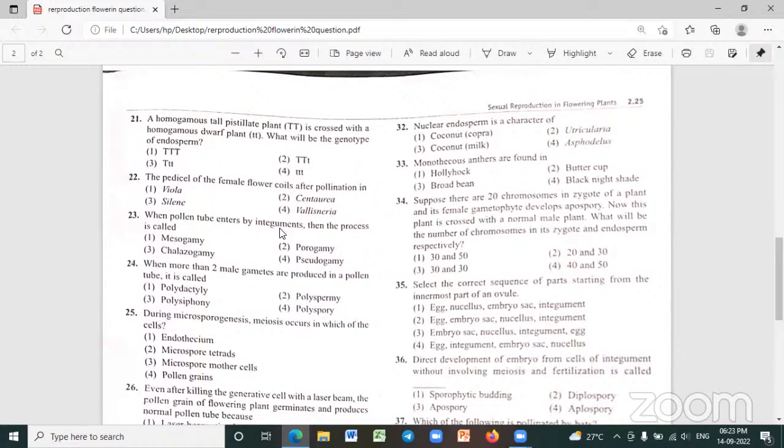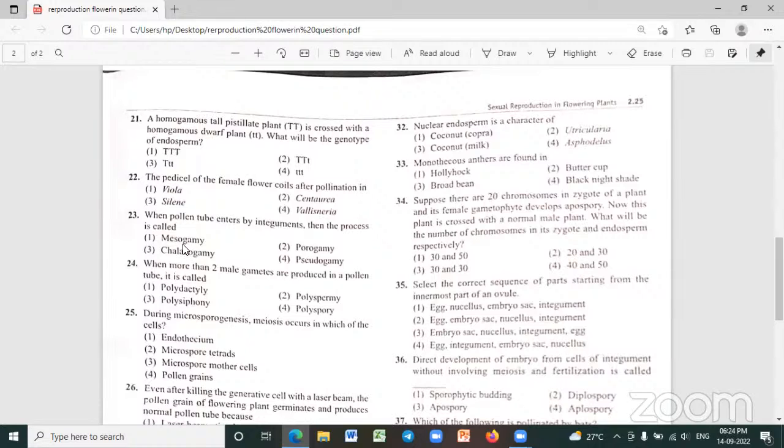Integument aspects compared to the other terms: mesogamy, porogamy and chalazogamy, and then pseudogamy. Once again, I repeat. Porogamy means micropylar entry. Chalazogamy means chalazal entry. Pseudogamy is not possible. Which one is the correct one? The center, plus meso means middle. I already told you, by integument aspects, mesogamy is the correct answer for these questions.